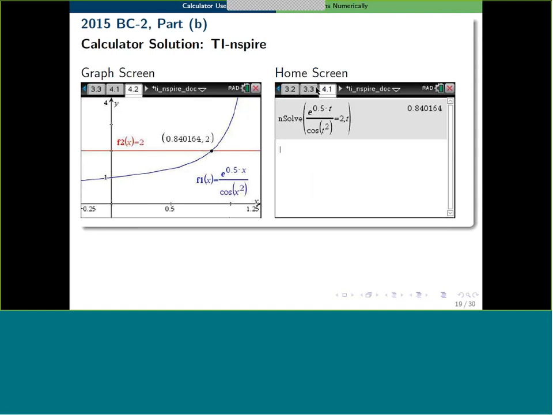Here it is on the TI-Nspire, looking pretty nice on the left-hand side on the graph screen. Again, I have the equations for those 2 graphs, and I used the intersection feature on the graph screen to find that value of the x-coordinate, or okay, the t-coordinate here. And on the right-hand side on the home screen, again, I used the numerical solver to find that value of t. So again, we would expect that the student would tell us the mathematical equation that they're solving, but then go to their calculator, and I would advocate solving that on the home screen.